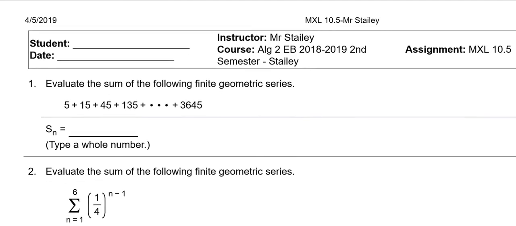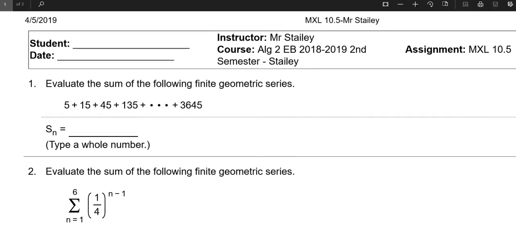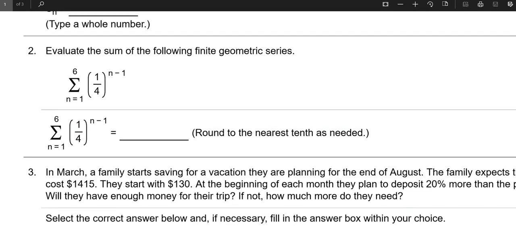Okay, so section 5 is about the geometric series. We're going to skip question 1 for the moment because it is a little bit more difficult. Let's jump down to question 2. Now, the formula for the geometric series, now series means what?